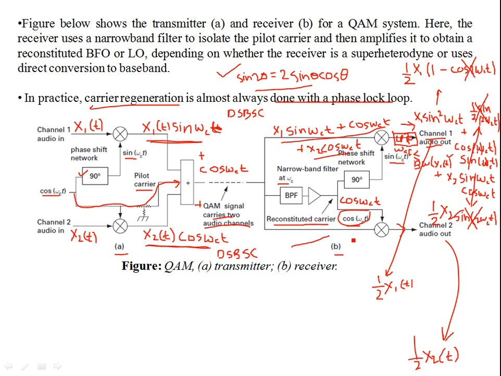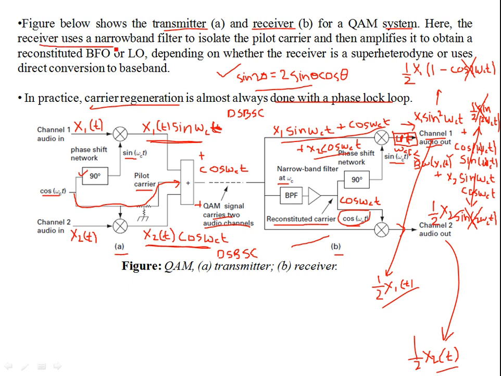It could be analog, it could be digital. This is analog QAM. So you share the bandwidth. The bandwidth requirement is low because you're sharing the same channel to transmit x1 and x2. So basically, this figure is showing you the transmitter and the receiver, and how you can detect the first audio and the second audio signal for a QAM system.